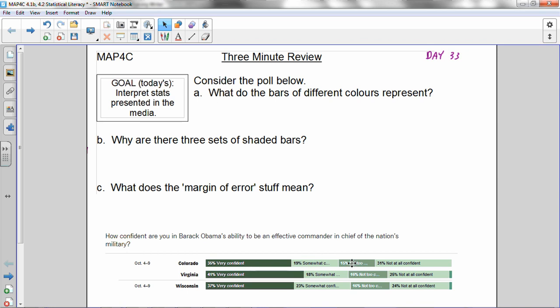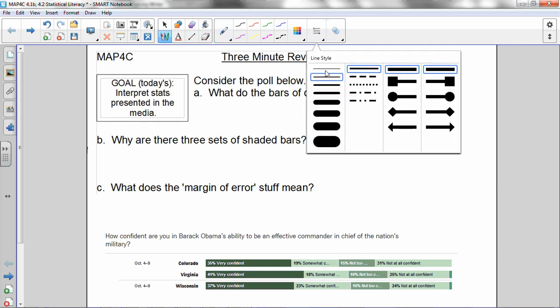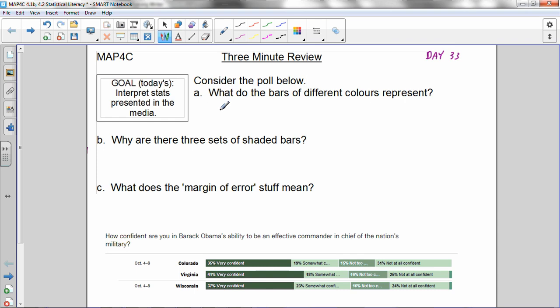And obviously, those must be those different color bars. It seems like those are the different answers that people could have given to this question. So I'm going to say that those are the different answers possible. Let's start that all over again, why don't we? That was a bit of a mess.